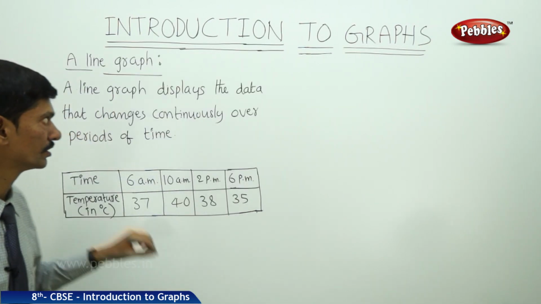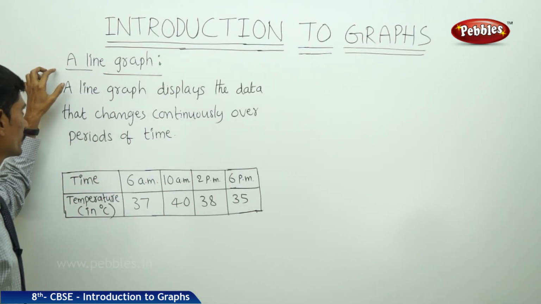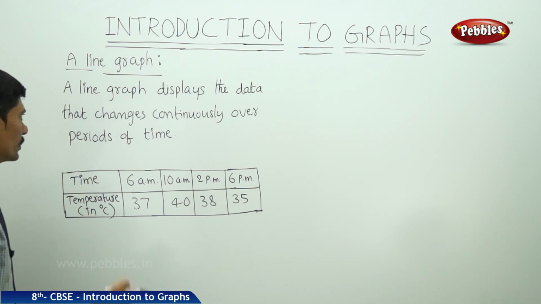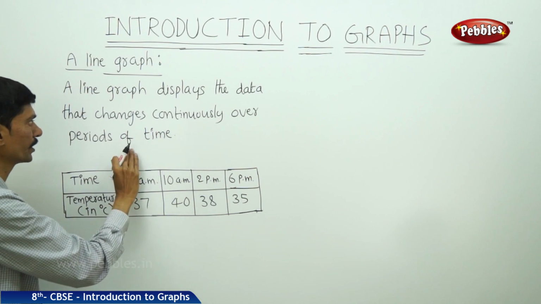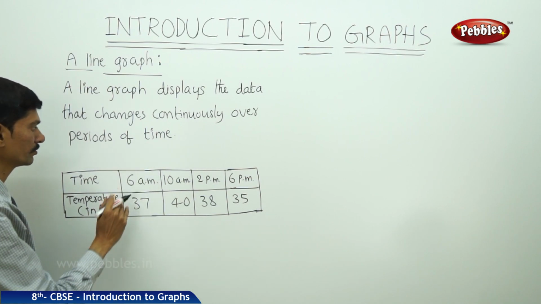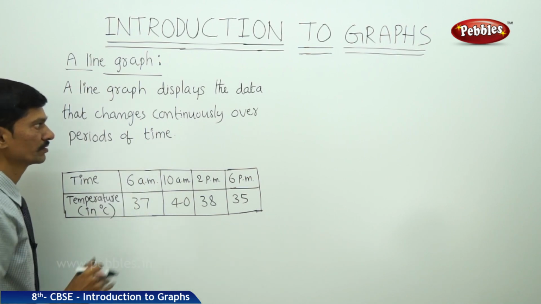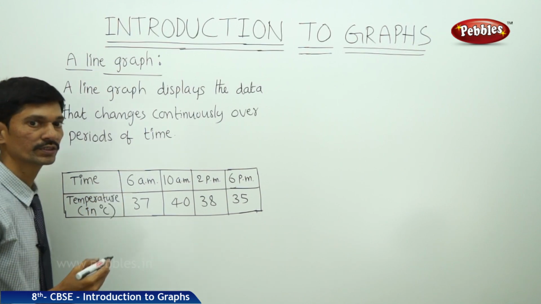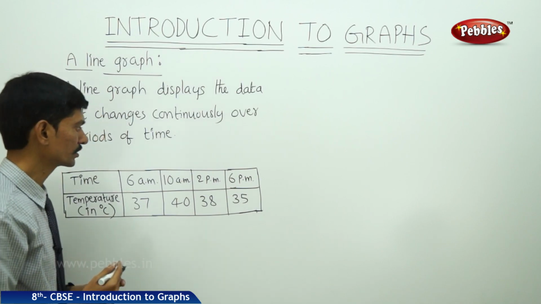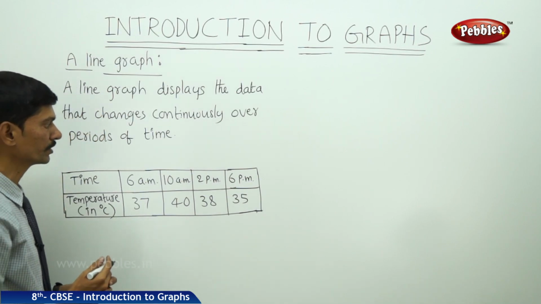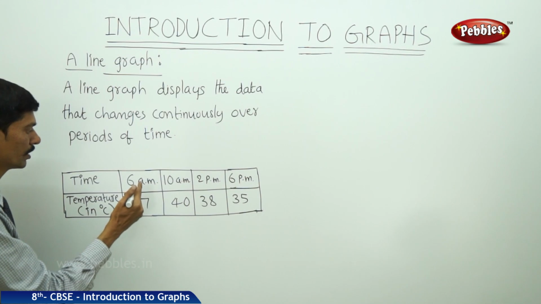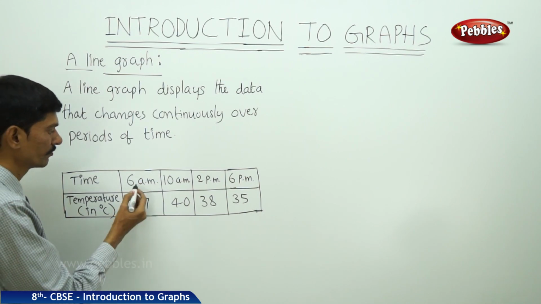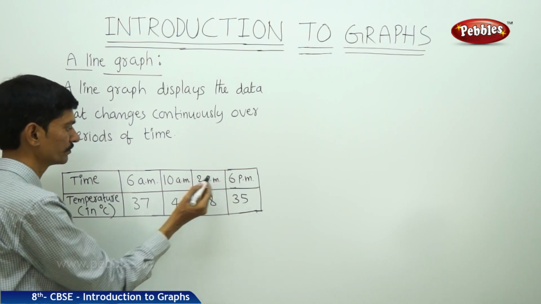Now let us see the next graphical representation, a line graph. A line graph displays data that changes continuously over periods of time. Let us understand this with an example. When Renu, a student, fell sick, her doctor recorded her body temperature in the form of a table. He took the temperature and recorded it every 4 hours from 6 am to 6 pm.